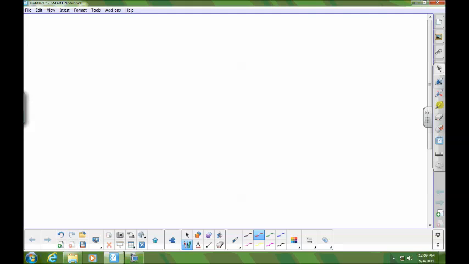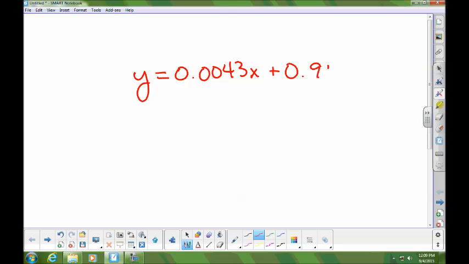Now that we know the equation, we can write it up here. y is equal to 0.0043x plus 0.9824. Now that we know that, x is going to be equal to 13. And the x comes from the fact that it's on our x-axis, and that is what has our concentration.